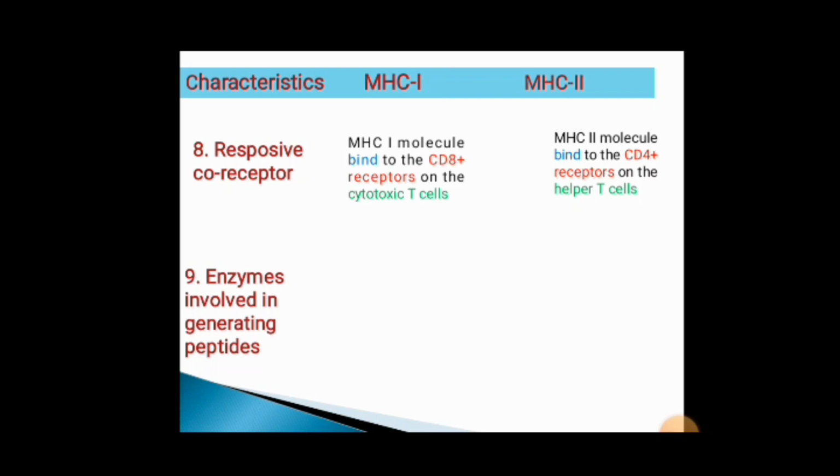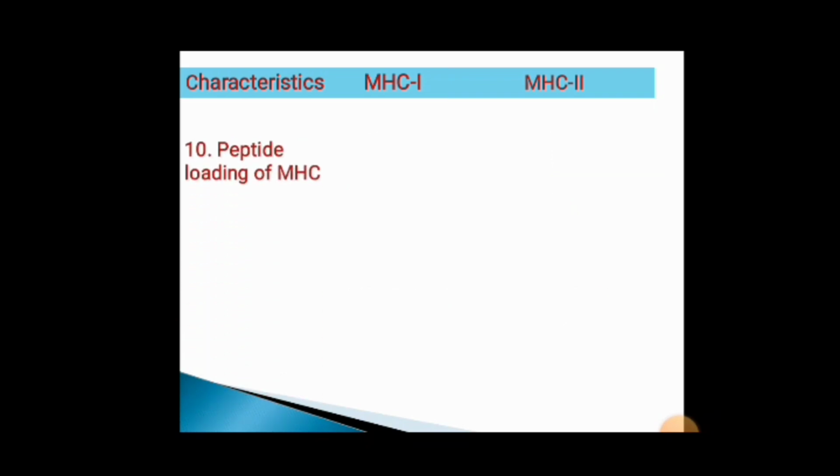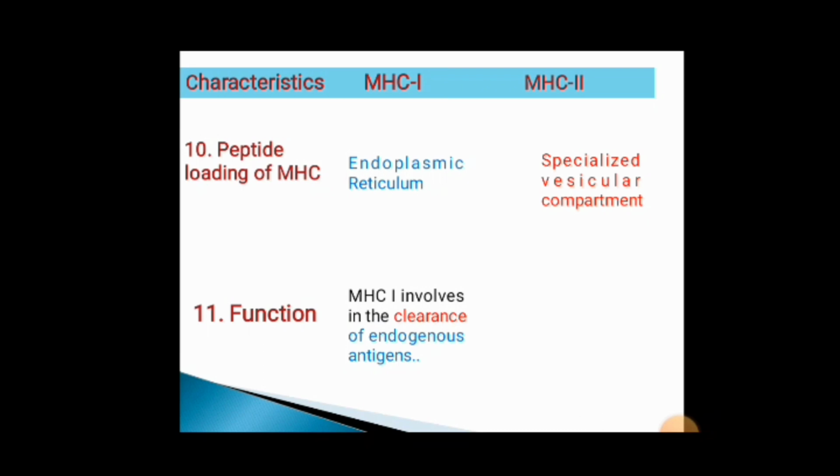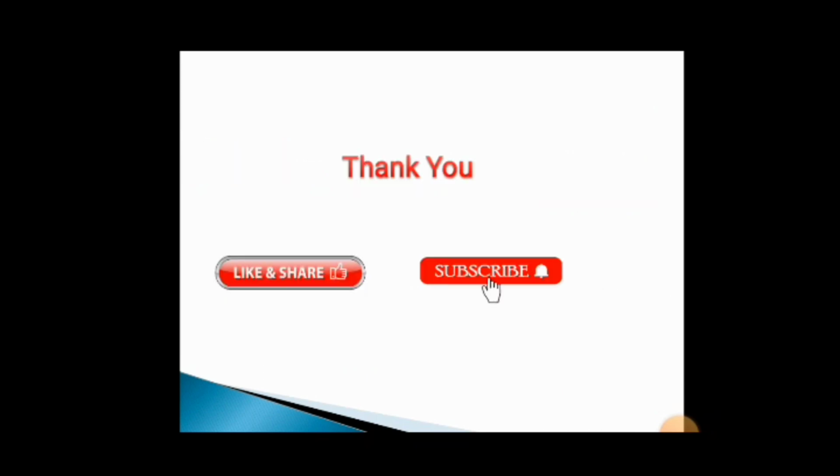Number 9 is the enzymes involved in generating the peptides. In MHC I molecules, the cytosolic proteasome is involved in the generation of peptides, whereas in MHC II molecules, lysosomal and endosomal proteases are involved. Number 10, peptide loading of MHC. In MHC I, peptides are loaded in the endoplasmic reticulum, whereas in MHC II molecules, peptides are loaded in a specialized vesicular compartment. The function. MHC I is involved in the clearance of endogenous antigens, whereas MHC II is involved in the clearance of exogenous antigens. These are all the differences and similarities of MHC I and MHC II molecules.